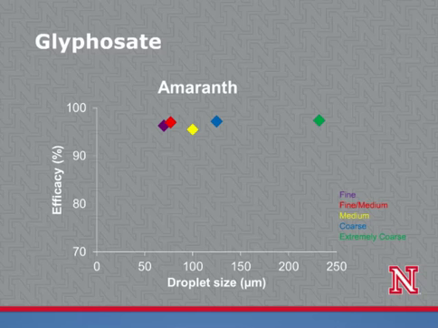However, with the glyphosate, you can see we've got greater than 95% control regardless of the droplet size. The fine droplets are in purple, the red is the fine to medium, the yellow the medium, the blue the coarse, and green is extremely coarse. So you can see as we went from fine nozzles to extremely coarse nozzles, the droplet size has gotten larger. And like I said, with the Roundup, we do not have a difference in efficacy.